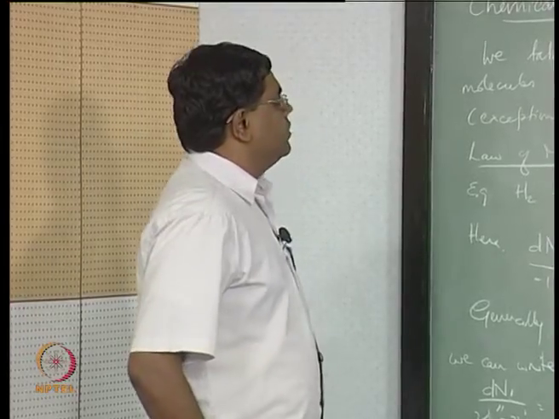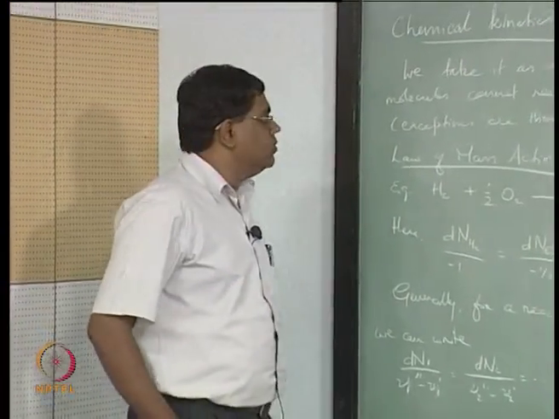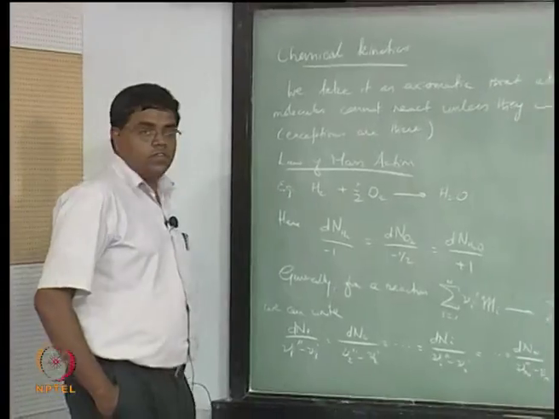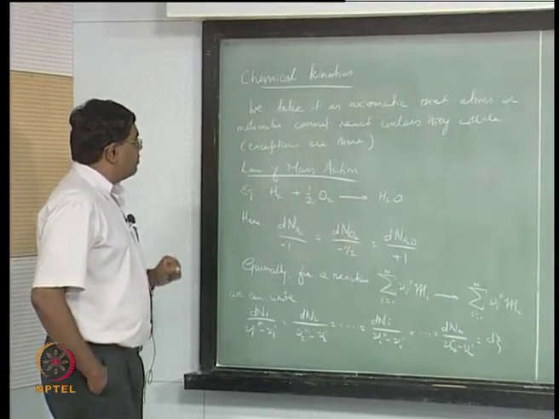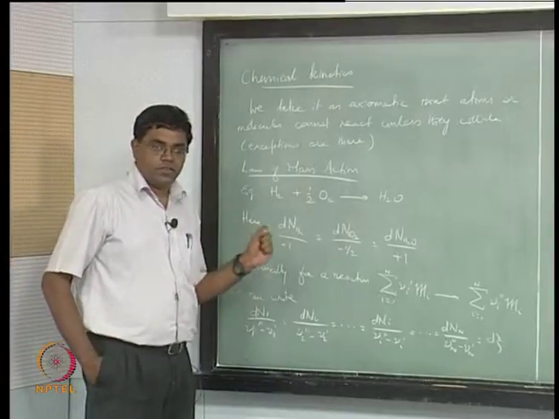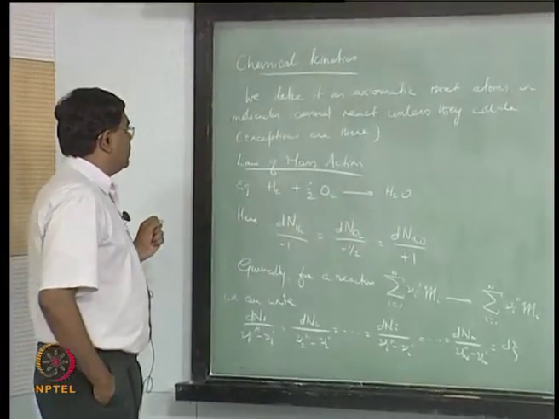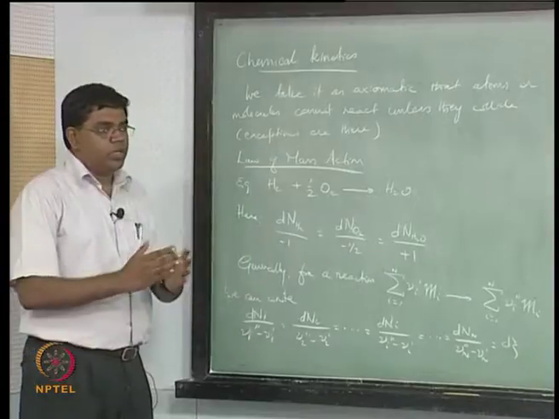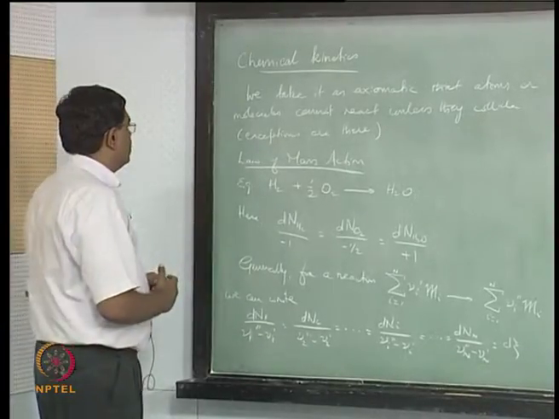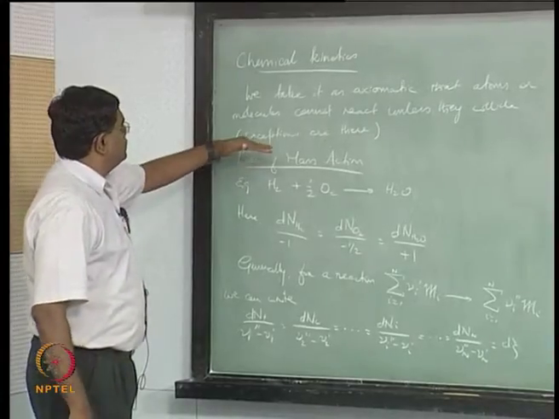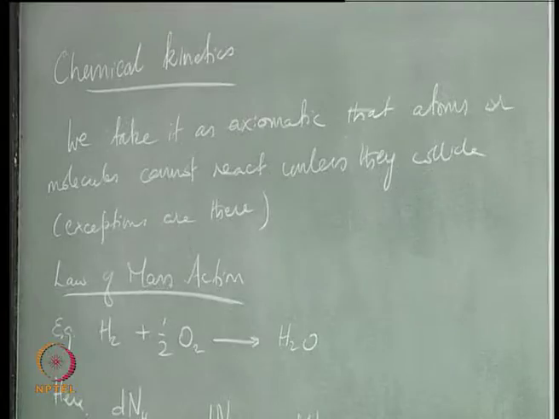We take it as axiomatic that atoms and molecules cannot react unless they collide with each other, and we are primarily looking at chemical reactions. I try to emphasize this all the time. So essentially we are looking at electronic exchanges and not going all the way down to the nuclei. Of course there are exceptions to situations where molecules and atoms have to collide with each other.